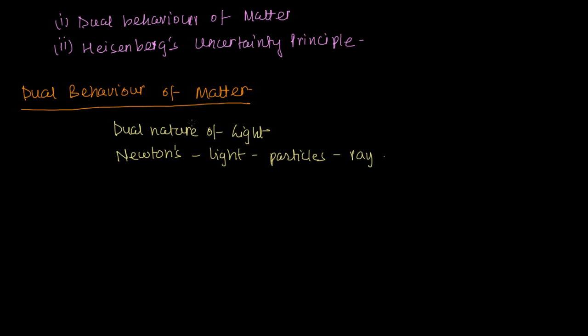If it moves straight as a particle, it will keep on moving straight no matter what. Later came the wave theory of light. So earlier it was a particle, then it became a wave. And how did we know that it is a wave? Because it was capable of being diffracted. And what do we mean by diffraction?